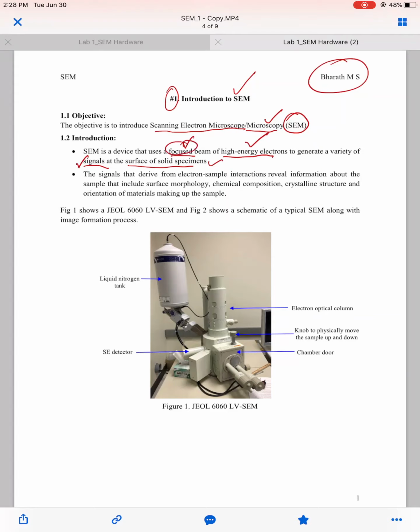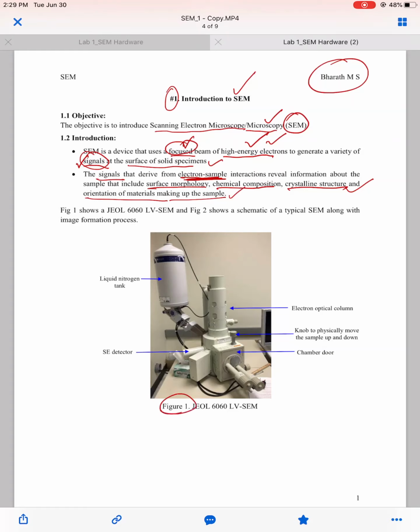So the electrons that are used are focused onto the sample and they are of high energy. They produce different types of signals, and the signals that are generated due to the electron sample interaction give information about the surface morphology, which is basically information about the sample surface, chemical composition, chemical makeup of the samples, crystalline structure of the samples that include crystallinity or any other crystal related information, orientation of the materials present inside the samples, such as orientation of fabrics, orientation of crystals, and so on.